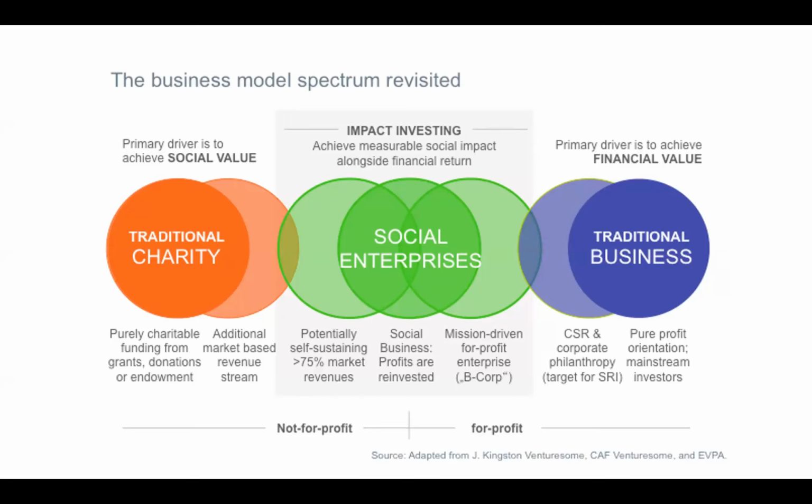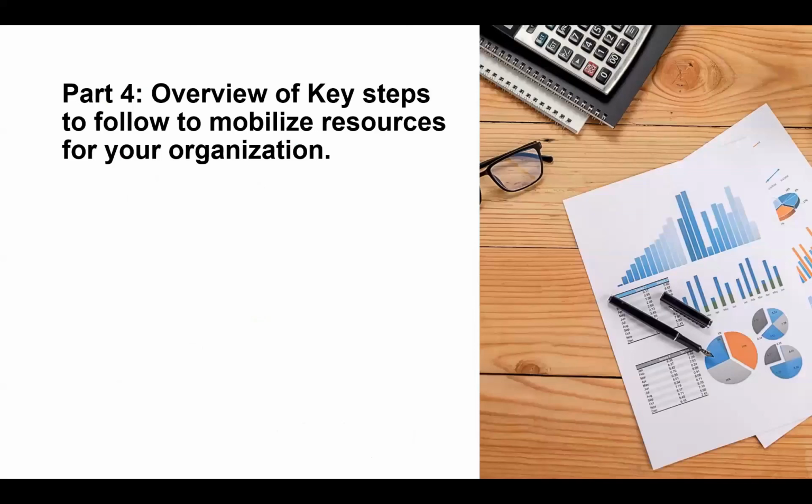On the extreme left are the traditional charities, which are purely like those traditional NGOs giving donations to support charitable activities. And then in the middle are the social enterprises.